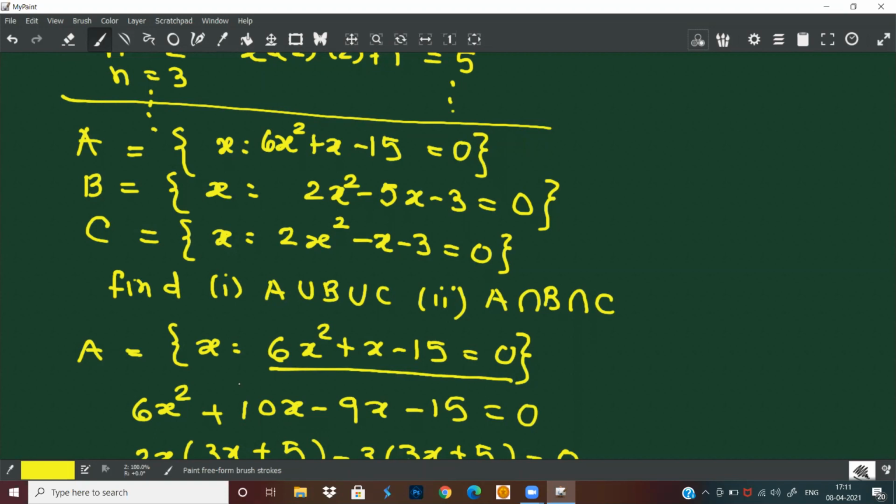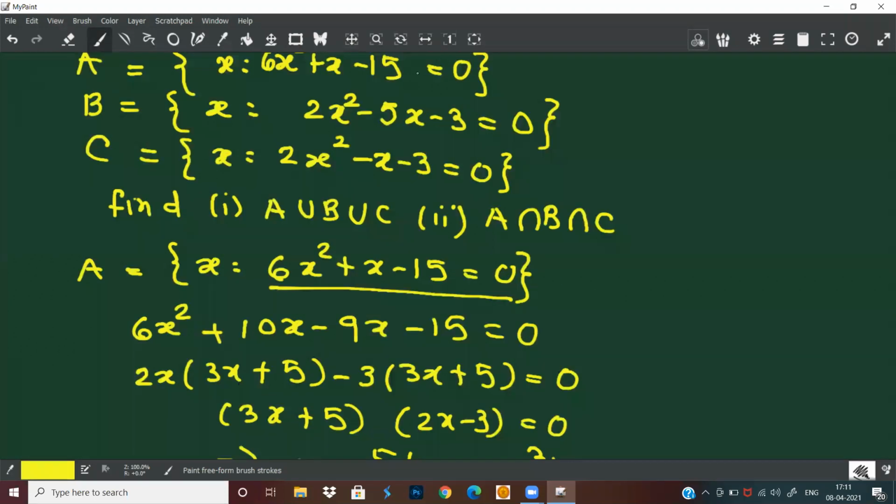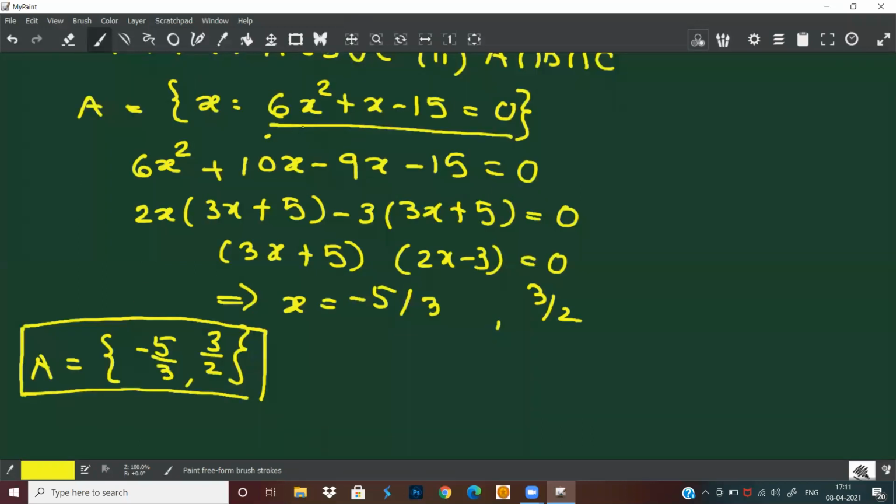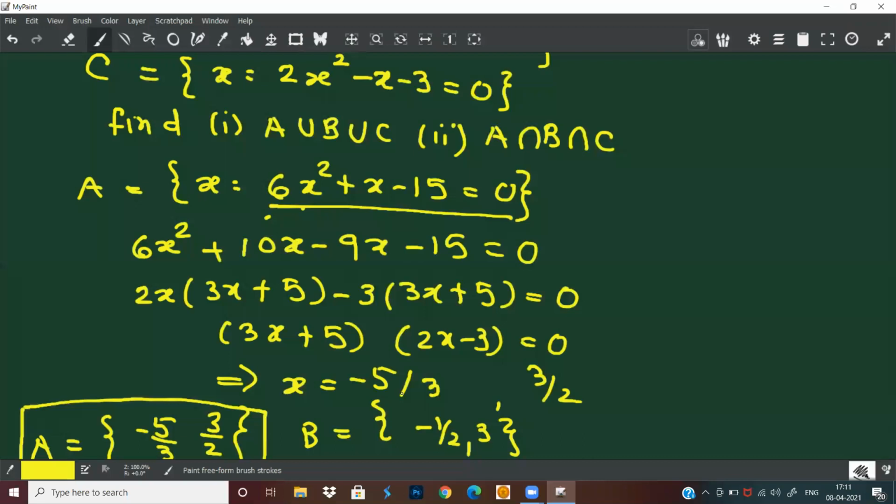बी के क्या है? बी क्या है? 2x minus 5x minus 3. I can do orally. 2x plus 1 into x minus 3, minus half and 3 आ गया. B is minus half comma 3. Anybody wants to see C? Minus 6 है तो minus 3x and plus 2 2x. So minus 1 and 3 by 2.